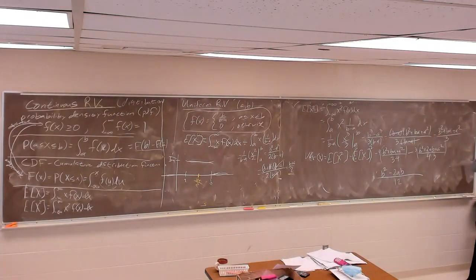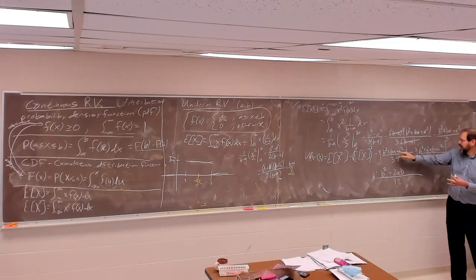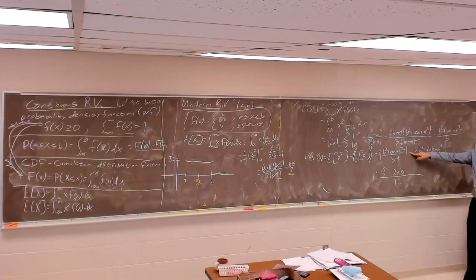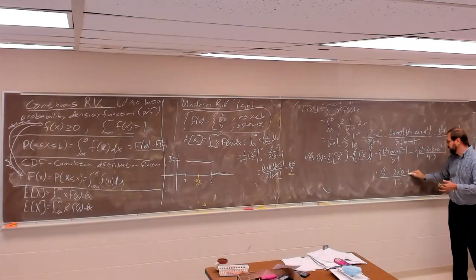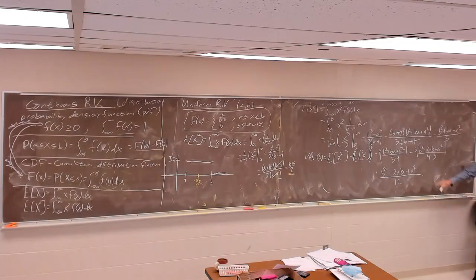Go back through and double check and make sure. And then for the a's, I have 4a squared minus 3a squared, which is plus an a squared. Right? And then everything's over 12, my common denominator there. Okay. And then what's b squared minus 2ab plus a squared? That factors to b minus a squared over 12.